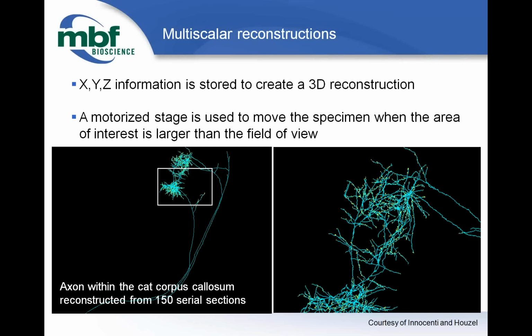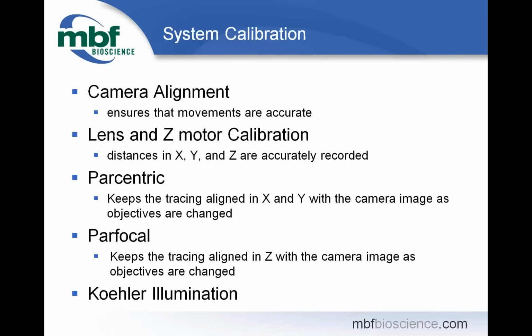These multi-scalar reconstructions can be very instructive, and this is most easily achieved with a well-calibrated system. When I say well-calibrated, I am primarily talking about these 5 types of calibration. First and foremost, you should ensure that your camera is aligned with your stage. This ensures that your movements are accurate. The lens and Z motor calibration ensure that distances in X, Y, and Z are accurately recorded in your data file.